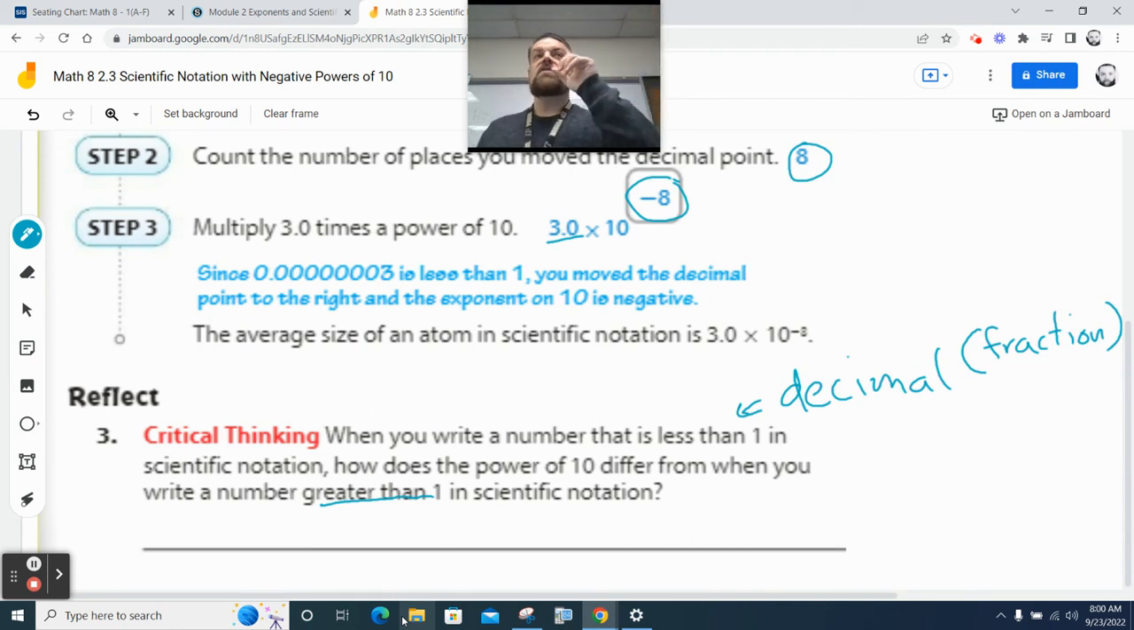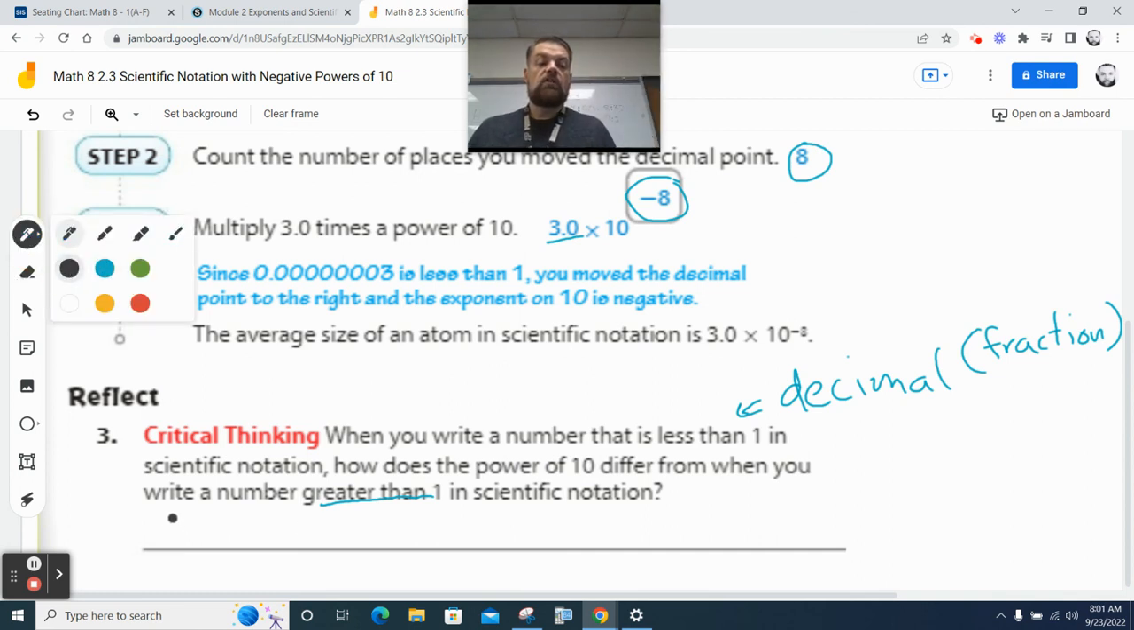Are you trying to answer the question? Just wait a second. I'll call on you in about 10 seconds. Let's everybody have just a couple seconds to think about that. So what's the difference when we convert things to scientific notation for a decimal or fraction compared to a really big number, like 5 billion? All right, what did you think it was?